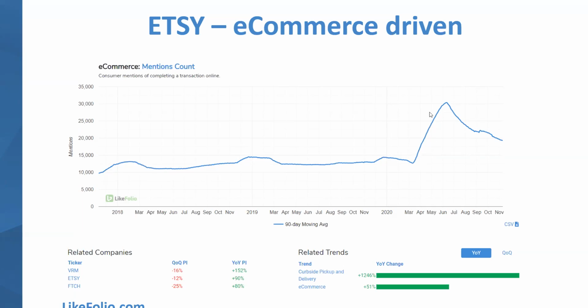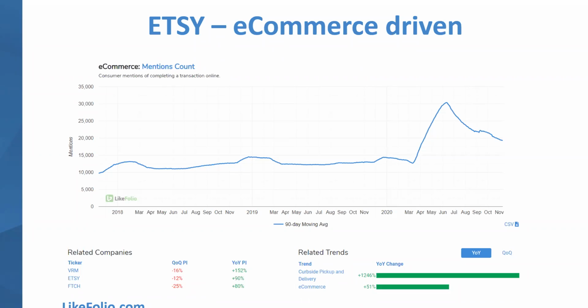But obviously this is a huge shift that was driven by the coronavirus and by people who are staying in and having to make purchases online. And you can see we track these different related companies, and there are a lot of companies that may be e-commerce related. Etsy's number 2 on this list in terms of year-over-year purchase intent, showing how closely this could be helping to drive its own demand.